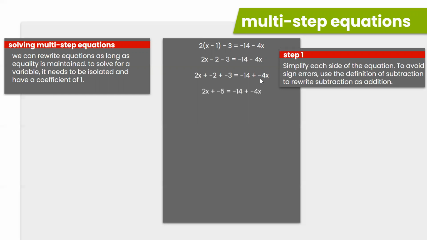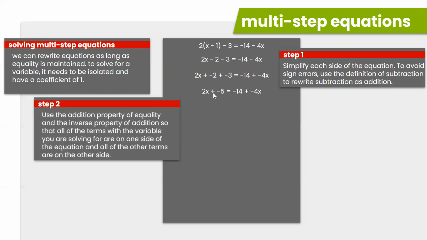Next with step 1, I would simplify, so that becomes 2x plus negative 5 equals negative 14 plus negative 4x. Step 2, use the addition property of equality. That means whatever you add on one side, add on the other side. Because these are equations, whatever you do on one side, you have to do on the other side because you have to keep it balanced.